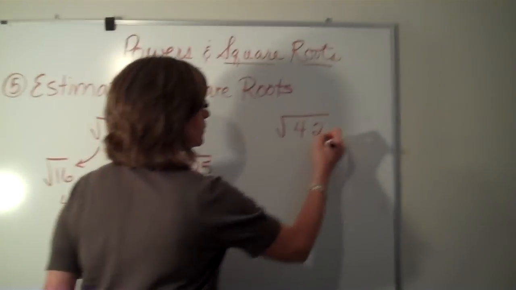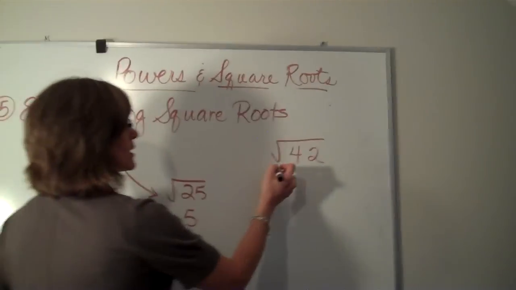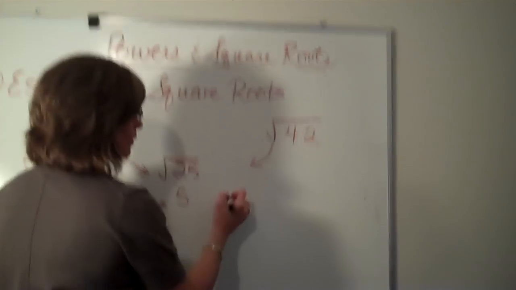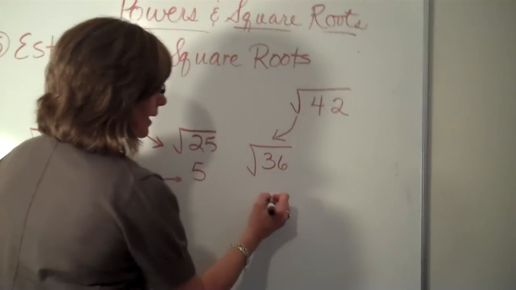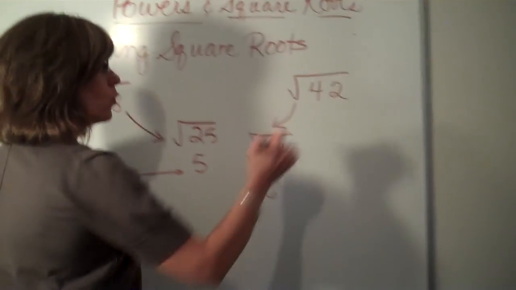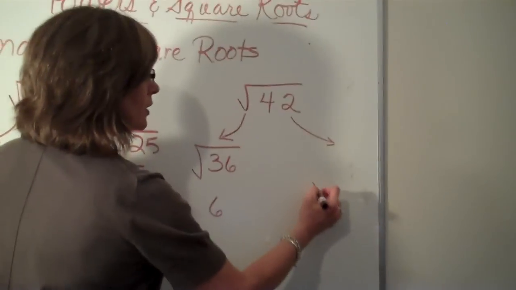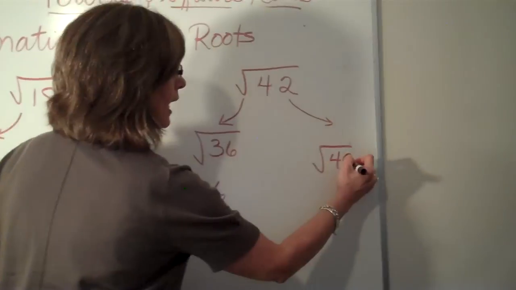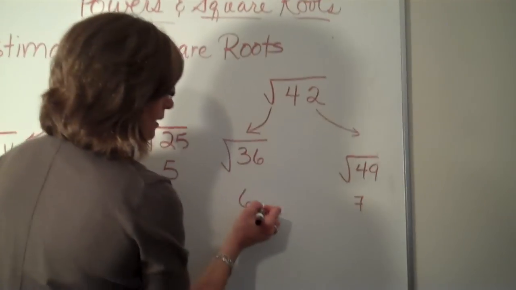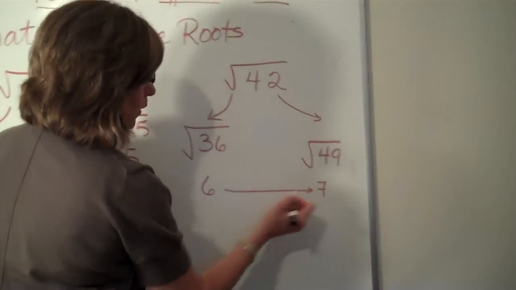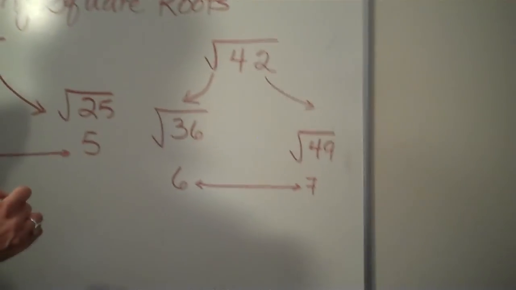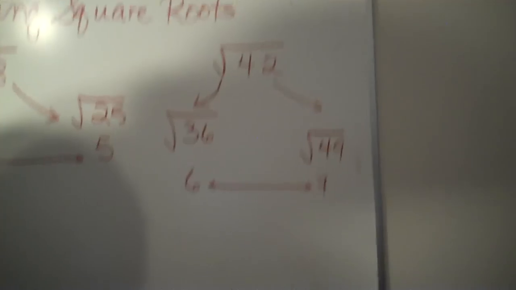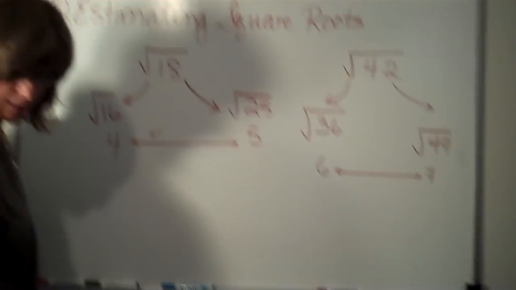Square root of 42. So what's the closest below? Would be square root of 36, and I get a 6. What's the closest above? Square root of 49, I get 7, so I know it's somewhere between 6 and 7. Almost in the middle, between 6 and 7. Okay.